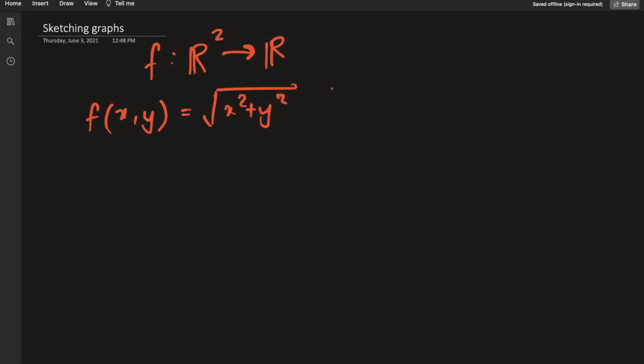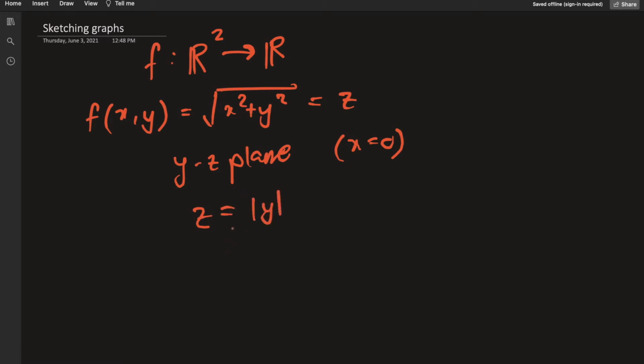First of all, if you want to graph this out, sketch this out, set this equal to z. z is equal to f of x and y. Now what we can do is take each plane and look at how this function looks in each of the planes. So let's first look at the yz plane, and we can do that by setting x to 0. So we simply have the equation z is equal to the absolute value of y. And how does that look?